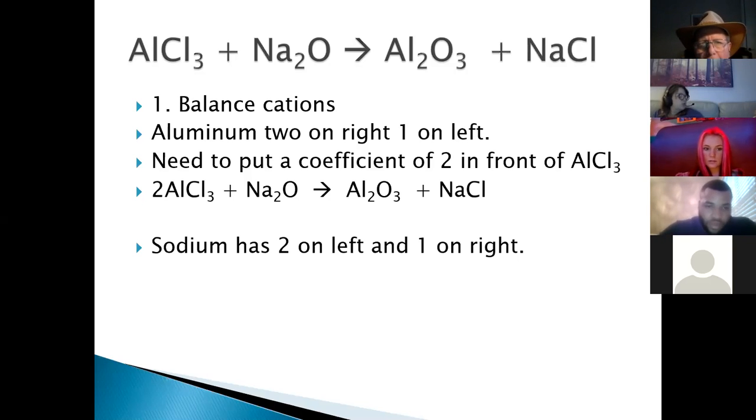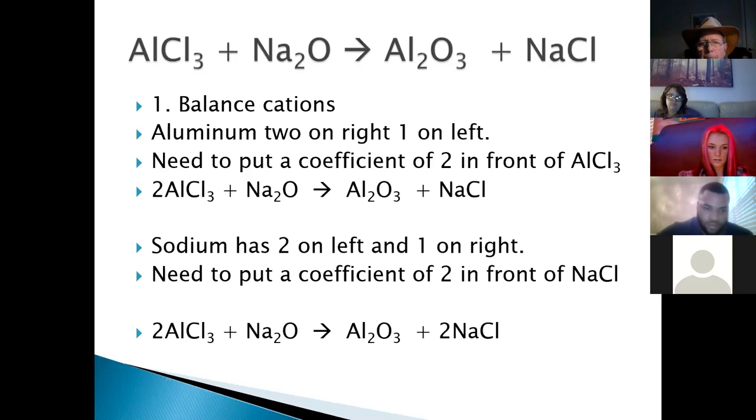Cut back to you, Curtis. Yes, sir. How many sodiums do I have on the left? What's the coefficient in front of the compound with sodium? 2. Well, the coefficient was 1, but you multiply by that subscript. So there are 2 sodiums on the left. How many are on the right? Just 1. So, Curtis, how do I get the sodiums equal? We have to add a 2 coefficient to the sodium on the right. There we go. Absolutely exactly what we need to do.